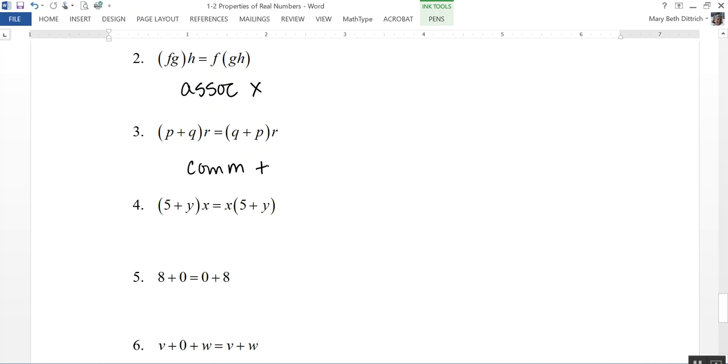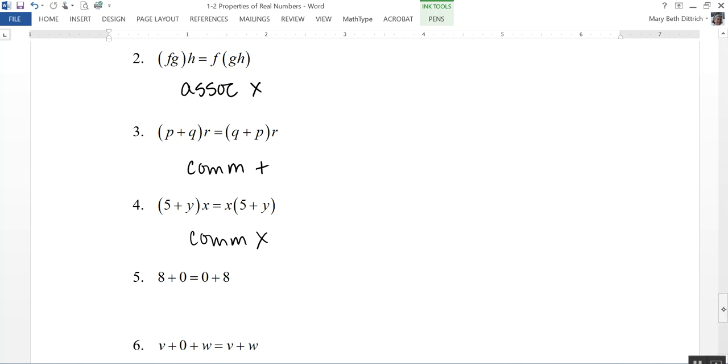In number 4, we have the quantity 5 plus y times x is equal to x times the quantity 5 plus y. What's moved around here is the stuff in the parentheses and the x. Notice they changed positions. The stuff inside the parentheses hasn't changed. That's dealing with multiplication. So again, since they're moving around, it's the commutative property, and in this case, it's multiplication.